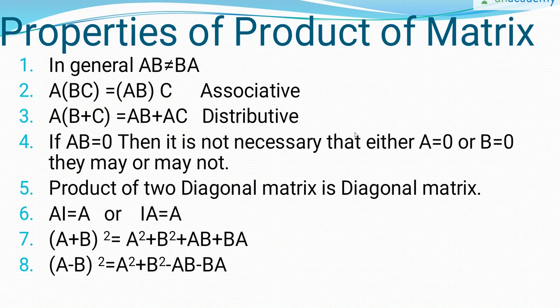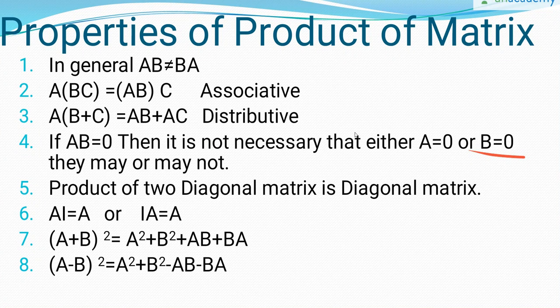Now some properties of the product of matrices. In general, AB is not equal to BA, but there are some exceptions where AB can be equal to BA. The associative property is A(BC) = (AB)C, so first we can multiply A with B and then with C. It also follows the distributive law, that is A(B + C) = AB + AC. If AB is 0, then it is not necessary that either A is 0 or B is 0. That is, they may or may not be 0.